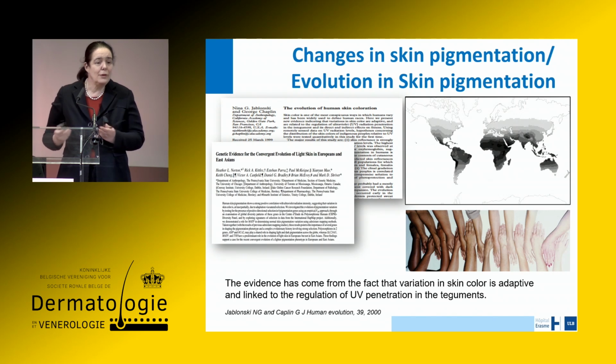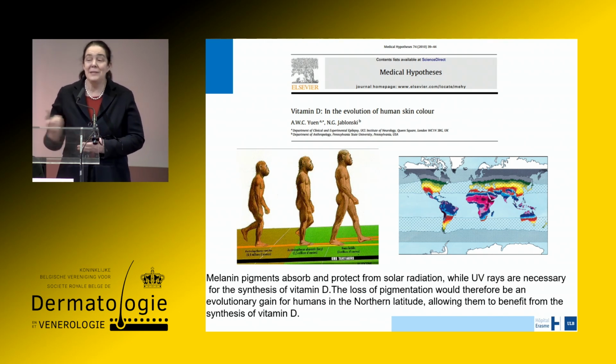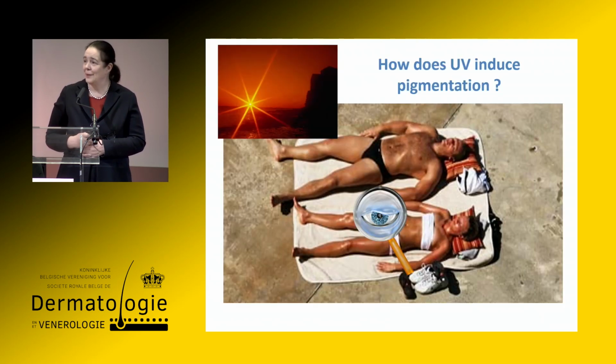It regulates, in fact, the UV penetration into the skin. And why? Because we need vitamin D. So we needed to receive UVB to transform vitamin D and to be able to live, and you know how important vitamin D is for our life. So the loss of pigmentation is really related to an evolutionary gain for humans.